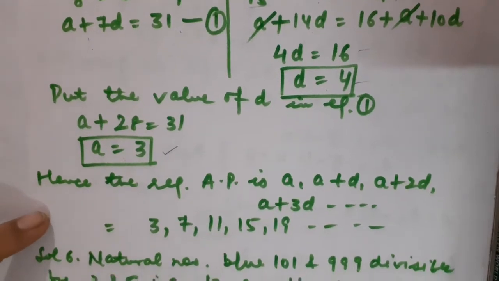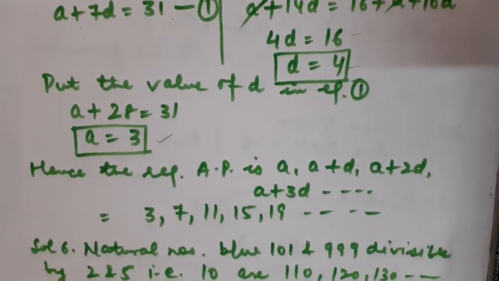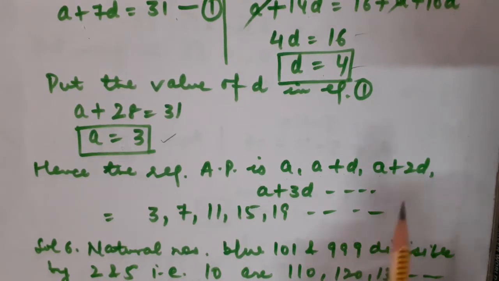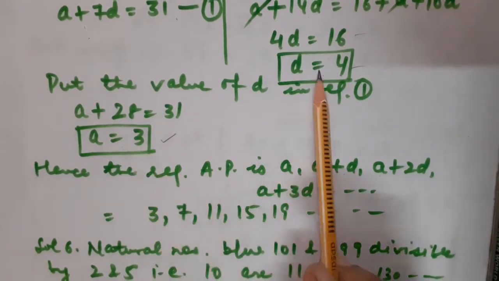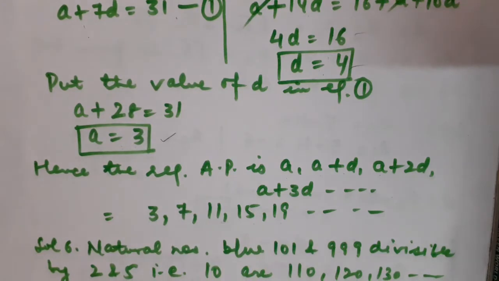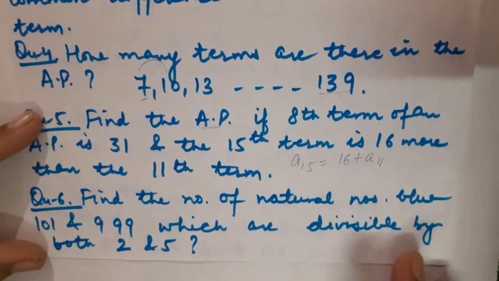Please check this solution. As we have to form an AP, so AP generalized form you know, that is A, A plus D, A plus 2D, A plus 3D and so on. So after substituting the value of A and D over here, the series is 3, 7, 11, 15, 19 and of course so on. Now children, this is question number 6.